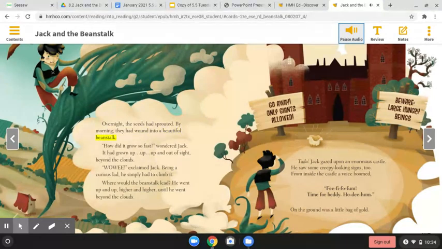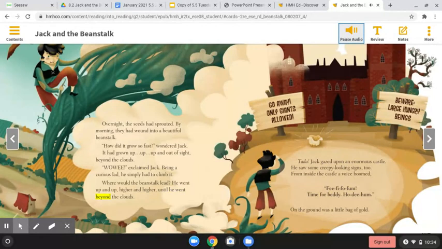How did it grow so fast? Wondered Jack. It had grown up, up, up, and out of sight beyond the clouds. Wowee! Exclaimed Jack. Being a curious lad, he simply had to climb it. Where would the beanstalk lead? He went up and up, higher and higher, until he went beyond the clouds.